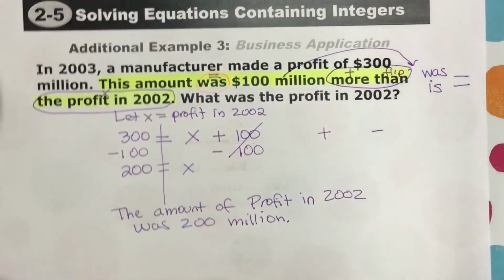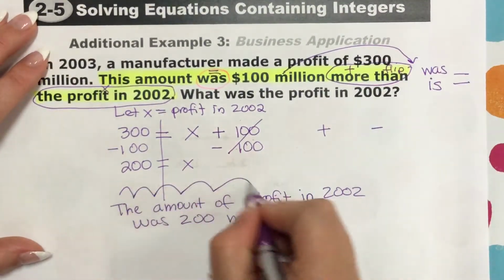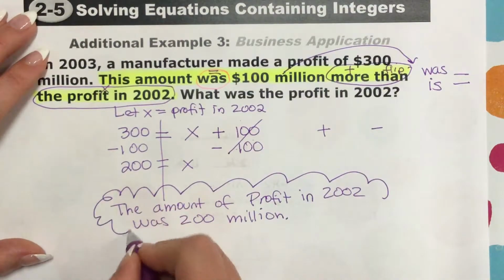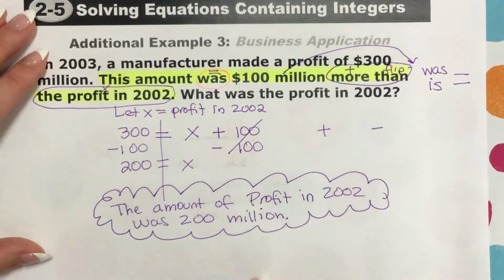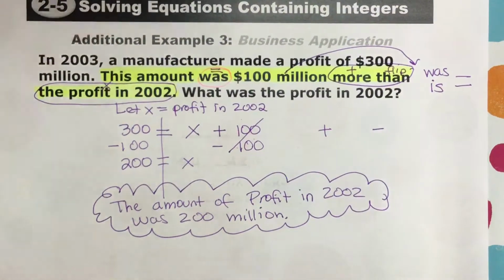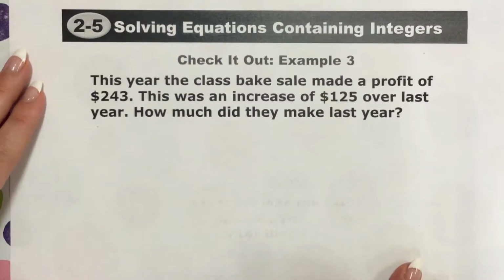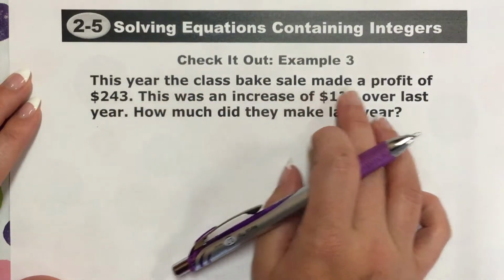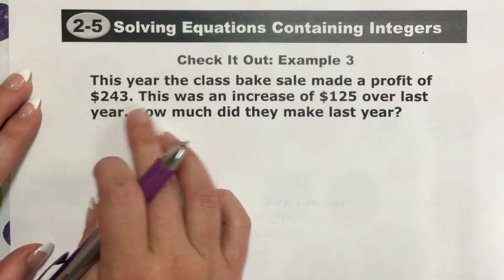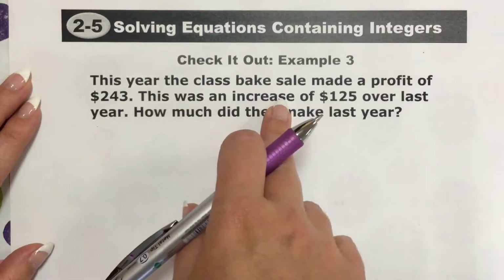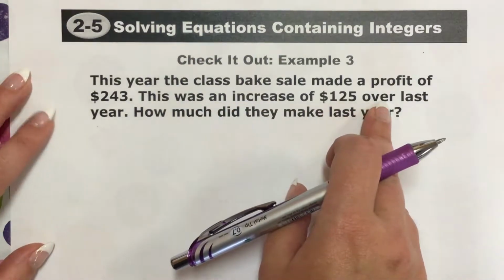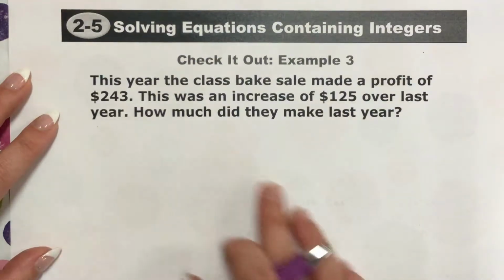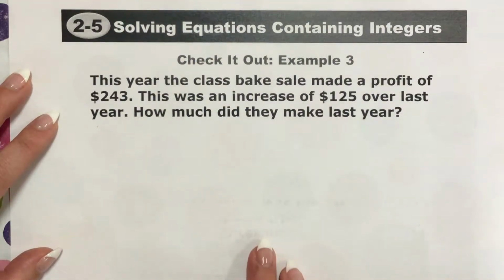So there we go. That is the answer to this problem. Now I want you to check out example 3. It says, this year the class bake sale made a profit of $243. This was an increase of $125 over last year. How much did they make last year?